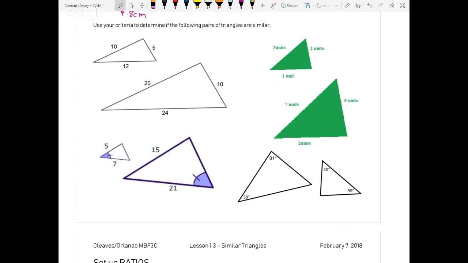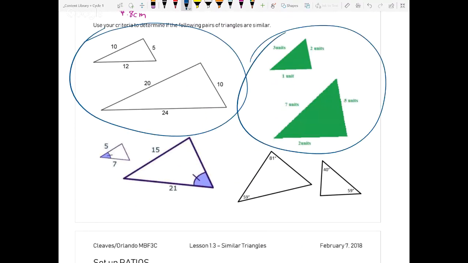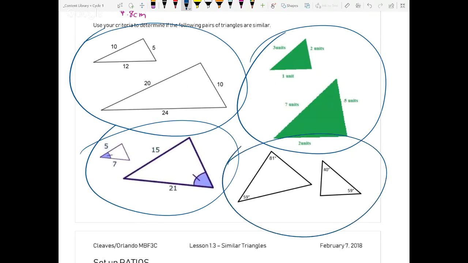And they come in pairs, right? I'm talking about these 2 as a pair, these 2 as a pair, these 2 as a pair, and those 2 as a pair. Are they similar or are they not similar? I don't know. And while you do that, I'm going to do my attendance.